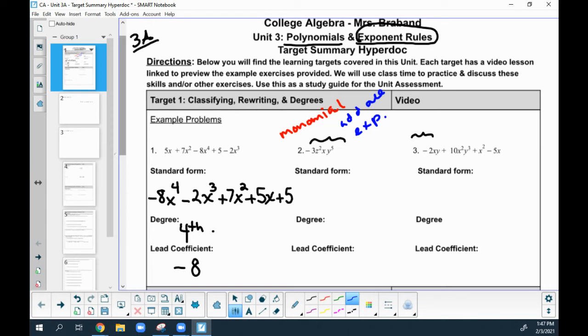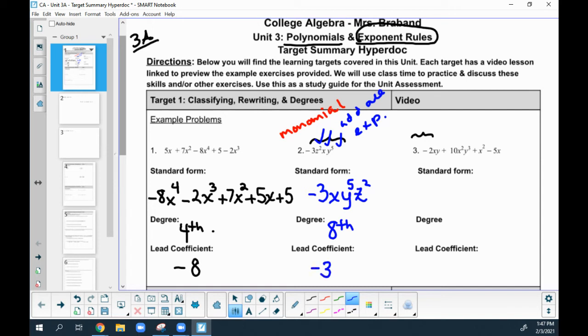We don't need to worry about standard form too much as far as the first one is concerned because there's only one term, but we do need to write it in alphabetical order. So x goes first with its power, y goes second with its power, and z goes third with its power. That's standard form. And then let's count for this degree now. We have 1, 2, 3, 3, and 5 is 8. 8th degree monomial. The lead coefficient is the number that sits in front.